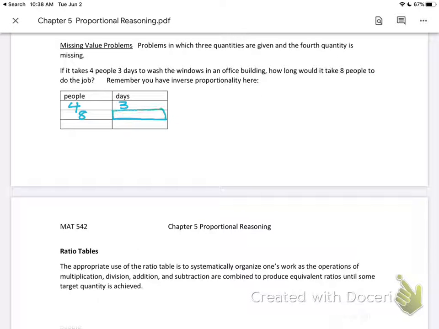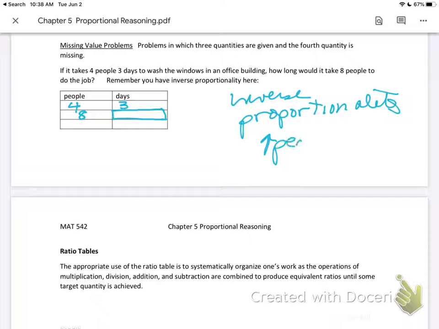Now I have to think about this, because this is not a direct proportionality. This is an inverse proportionality. And that means as you increase the number of people working, you decrease the number of days they have to work. So if you double the number of people, you will halve the number of days. Okay, and that's how you would use the table to figure that out.